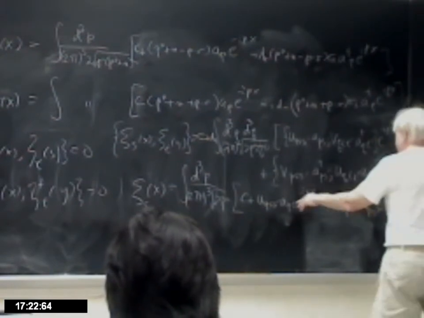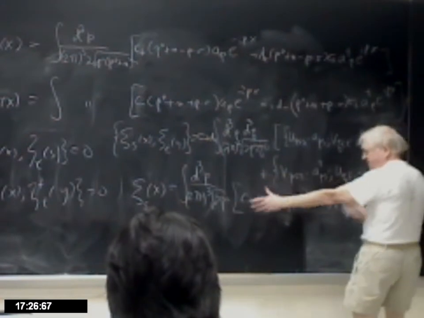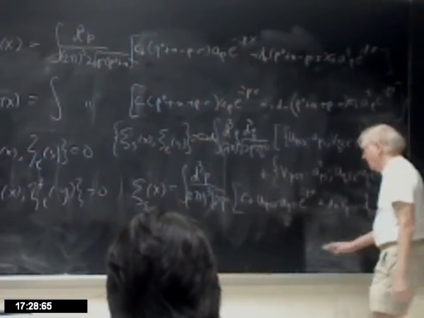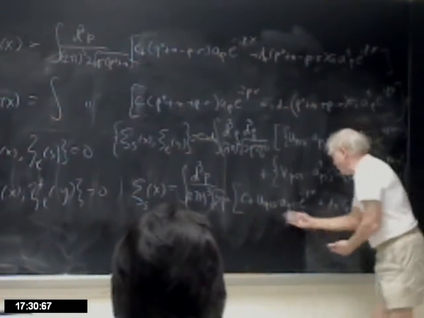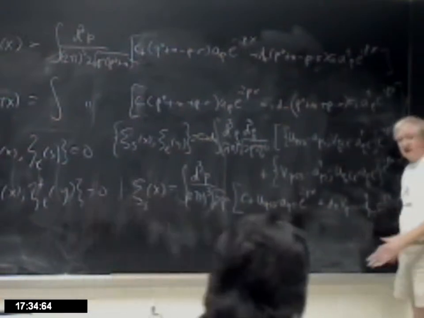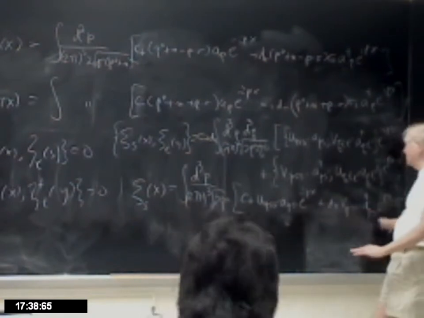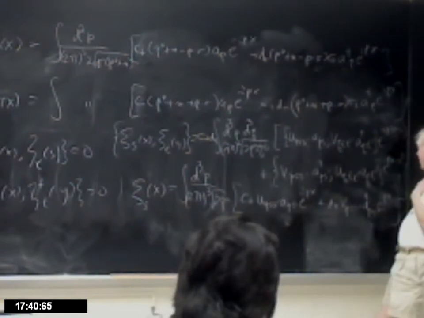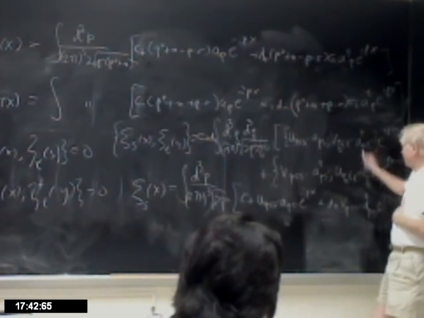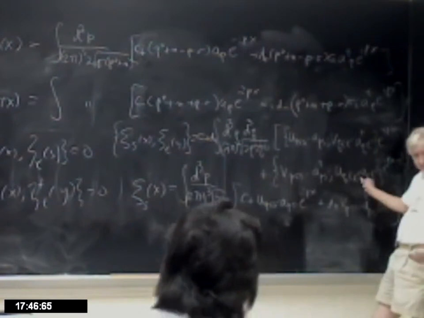Okay, so that's what C is. So you see, when you take the anti-commutator of C of X sub S with C sub T, you've got the anti-commutator of the A's with the A's. Well, that's going to be zero. The A daggers with the A daggers, that's going to be zero. So then you just have the A's with the A daggers, and that's what this term is. And then the A daggers with the A's, and that's what this term is.